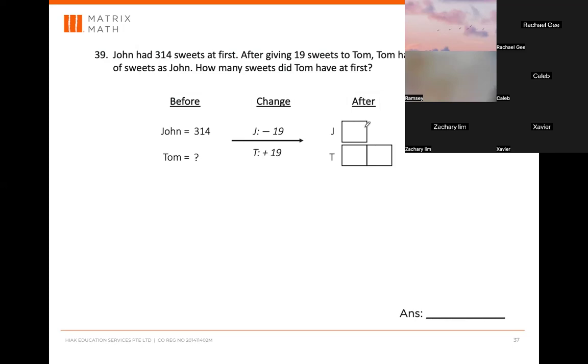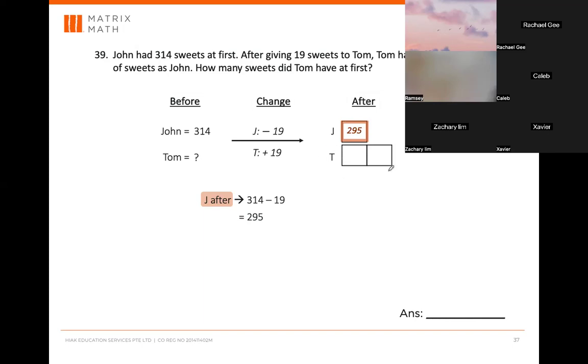So we can find what John has after, because you are given a before and you're given a change, isn't it? We can find how much John has at the end, okay? So John at the end will be 314 minus 19, which is 295. So this one unit here is 295.